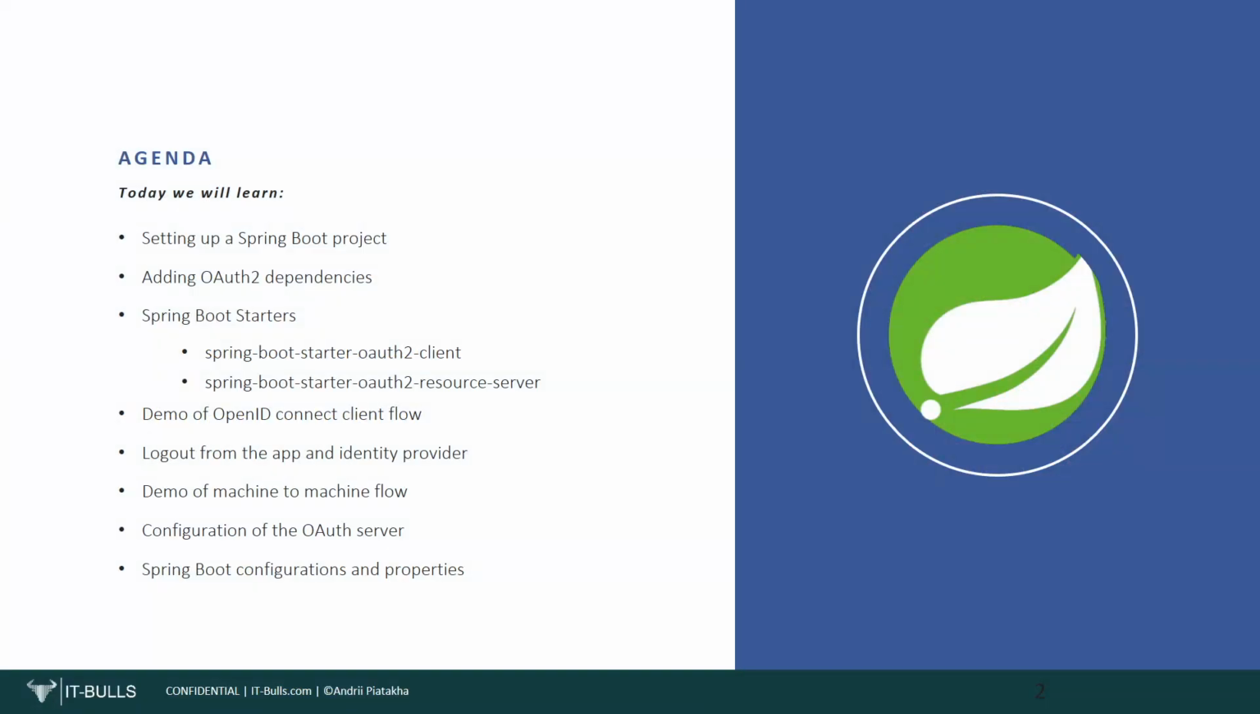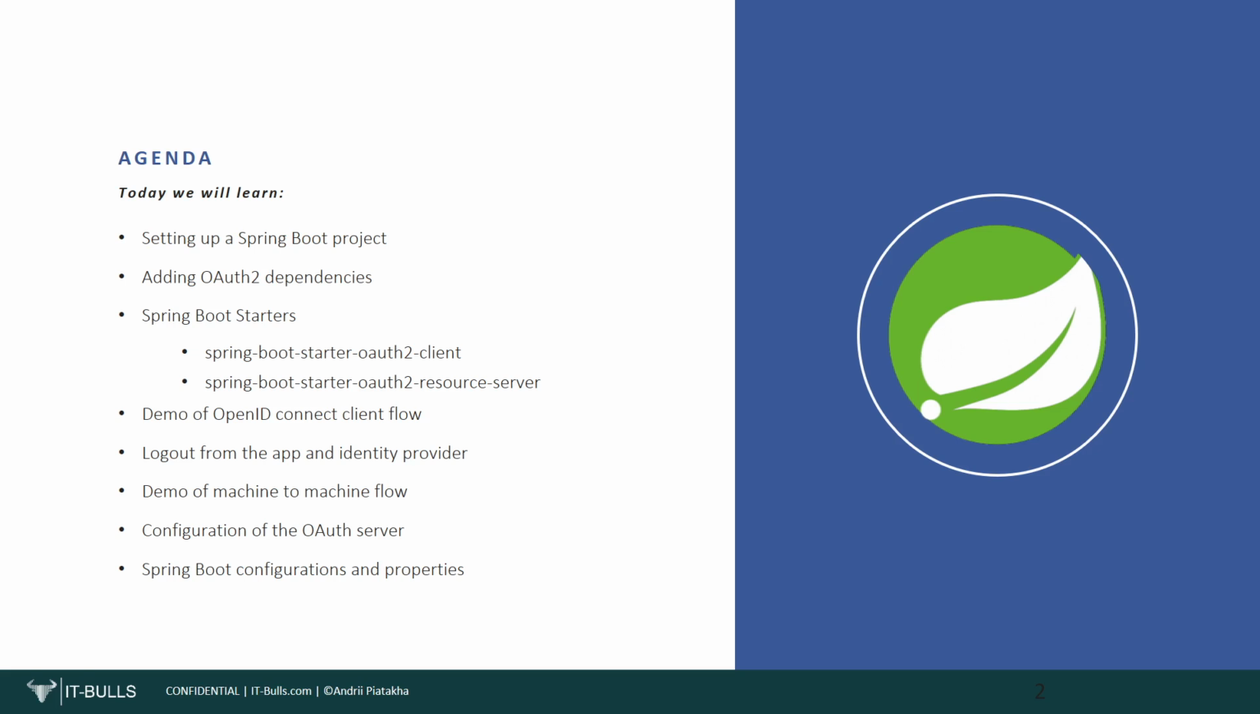So here's what we'll be going through in today's session. We'll start by setting up a Spring Boot project from scratch and make sure all the essential configurations are in place. Then we'll move on to adding the necessary dependencies, particularly those that enable OAuth2 integration, including both the client and resource server starters. Once the setup is ready, I will walk you through how the OpenID Connect client flow works in practice, and we'll run a live demo to see it in action.